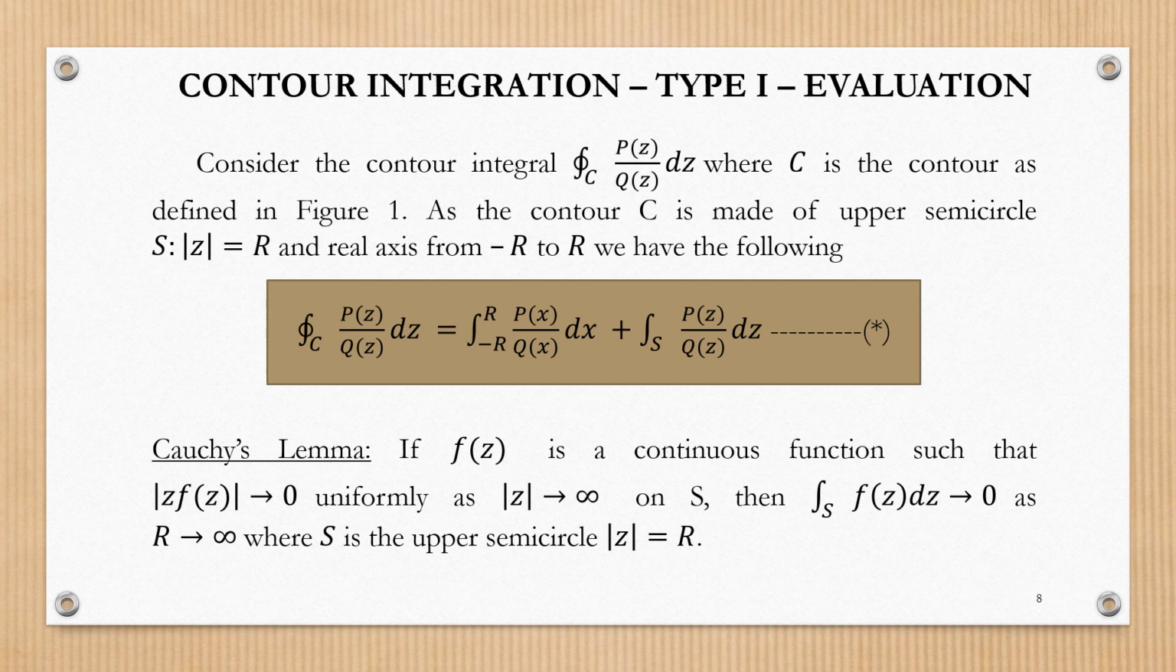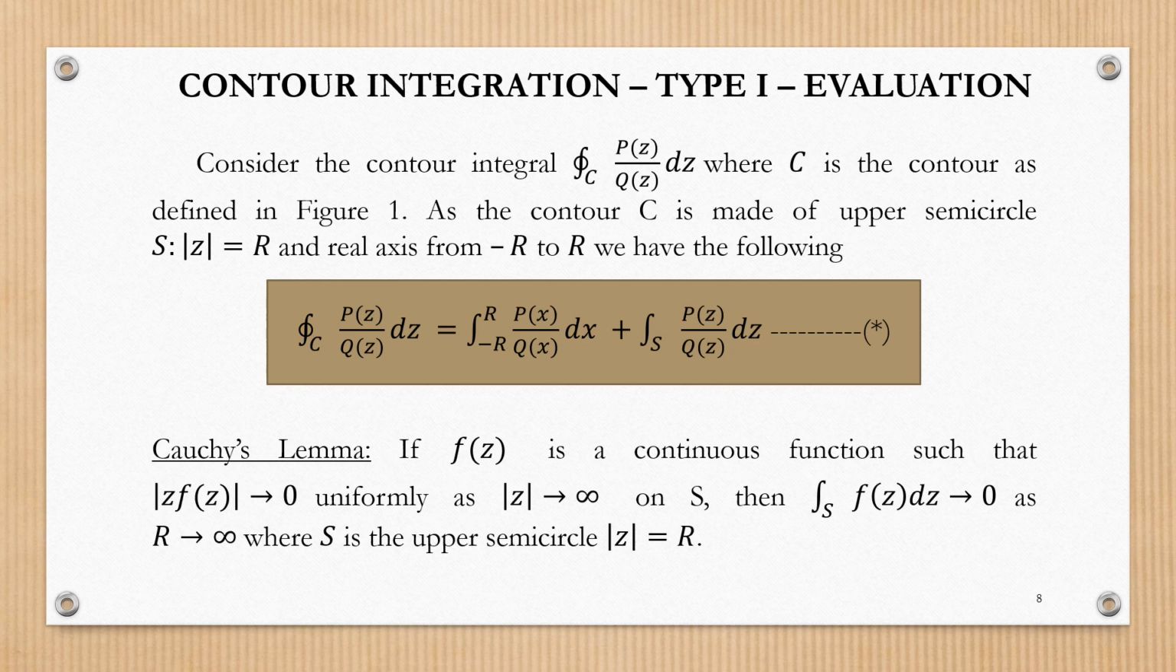Now you may wonder why x is used in the first integral and z is used in the other two integrals. For the simple reason that z is equal to x plus iy. When we take integration from minus r to plus r, we see that we are moving on the real axis. The equation of the real axis is y is equal to 0. So z is equal to x plus iy automatically becomes z is equal to x plus i into 0. That is, z is equal to x. That is why we replace the z with x in the first integral on the right hand side of equation star.